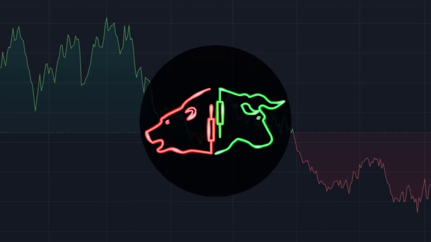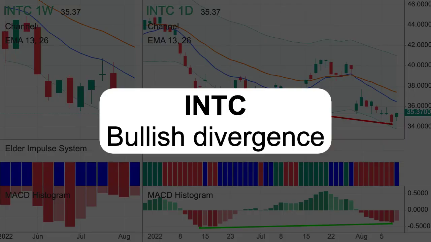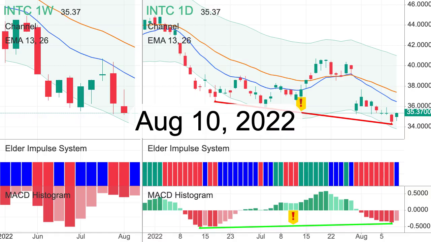Let's consider the stock of Intel Corporation. On August 10, 2022, a bull divergence formed in a downtrend. This is a strong buy signal. There is a first light bar on the histogram. Are you ready to submit a buy order? There is a blue bar on an Elder impulse system on the weekly chart.